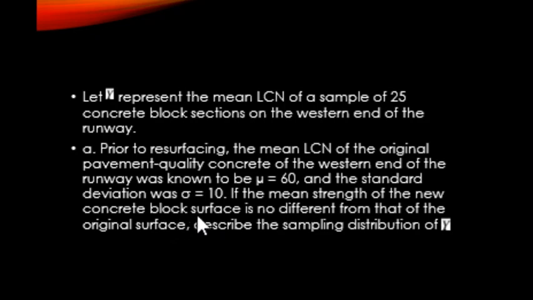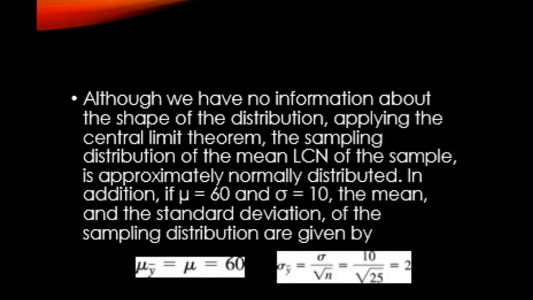If the mean strength of the new concrete block surface is no different from the original surface, describe the sampling distribution of Y bar. So when you have to describe the sampling distribution of Y bar, we need three things. We need, first of all, it should be a large enough sample. So 15 plus sample size is good enough. Or if the population originally is known to be normal, then we don't need to worry about the sample size.